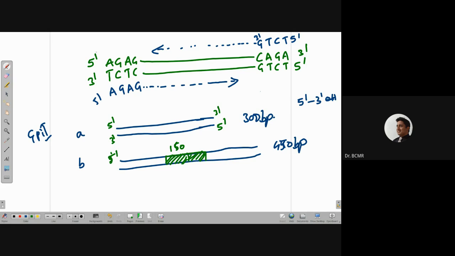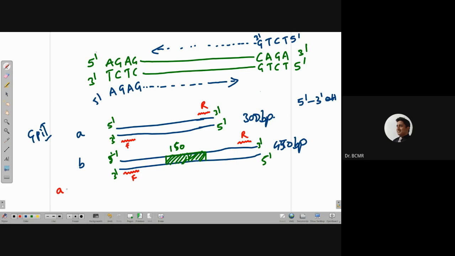Sorry, 5 prime, 3 prime, 5 and 3 prime. So if we designed primers, assume the primers were made like this. One of it is this way, and we call it primer F, forward, and we call the other one primer R. The same primers can also be used for the allele B as well. Forward and reverse primers.